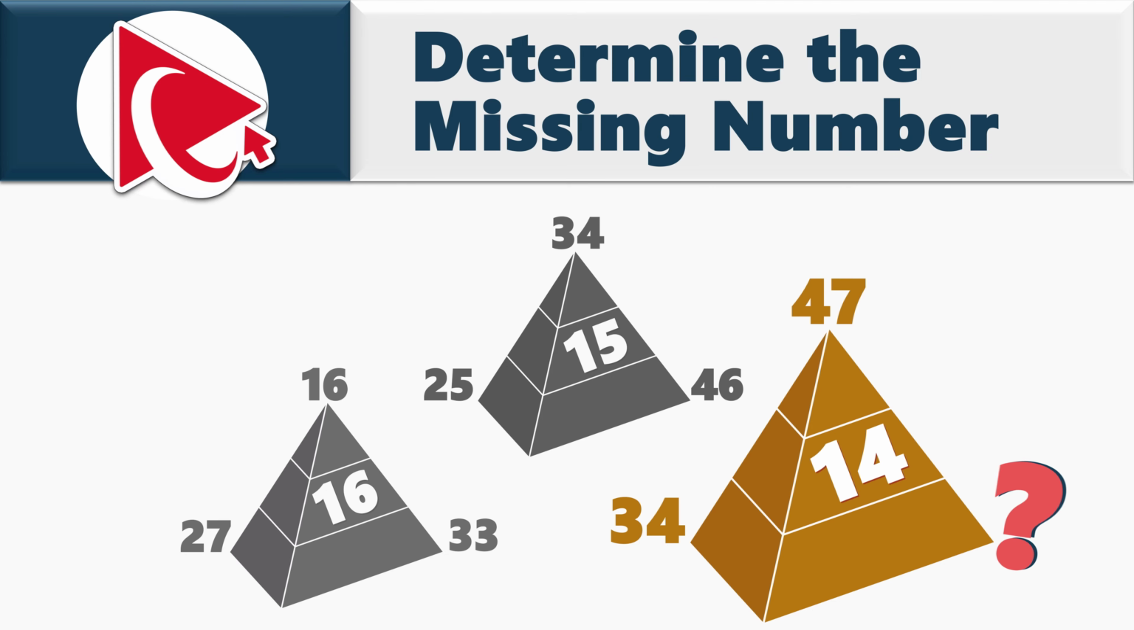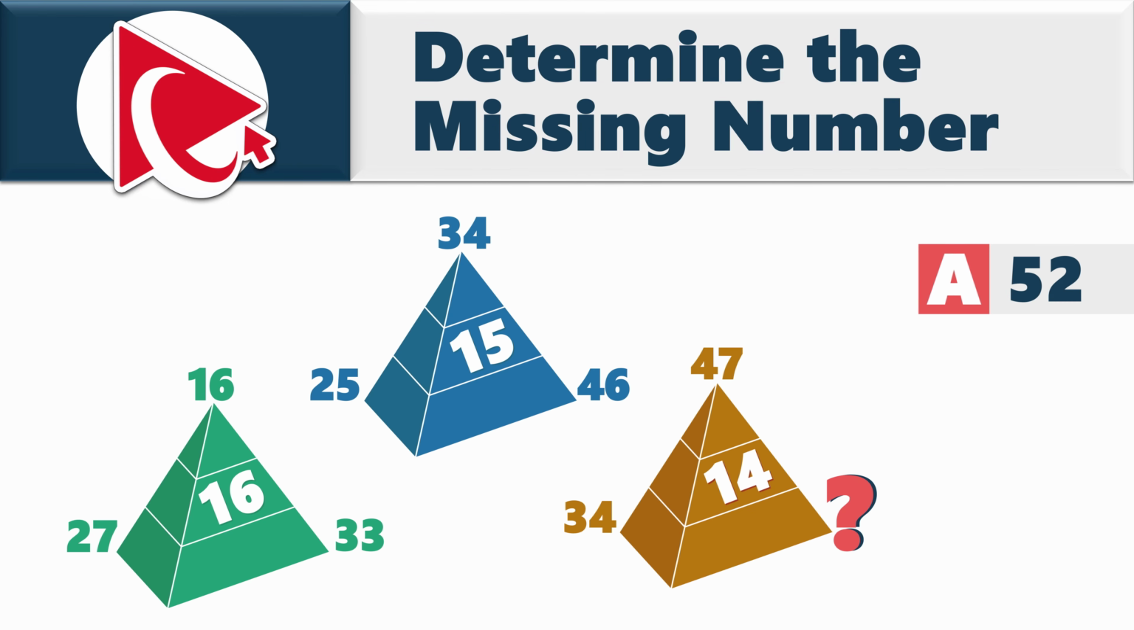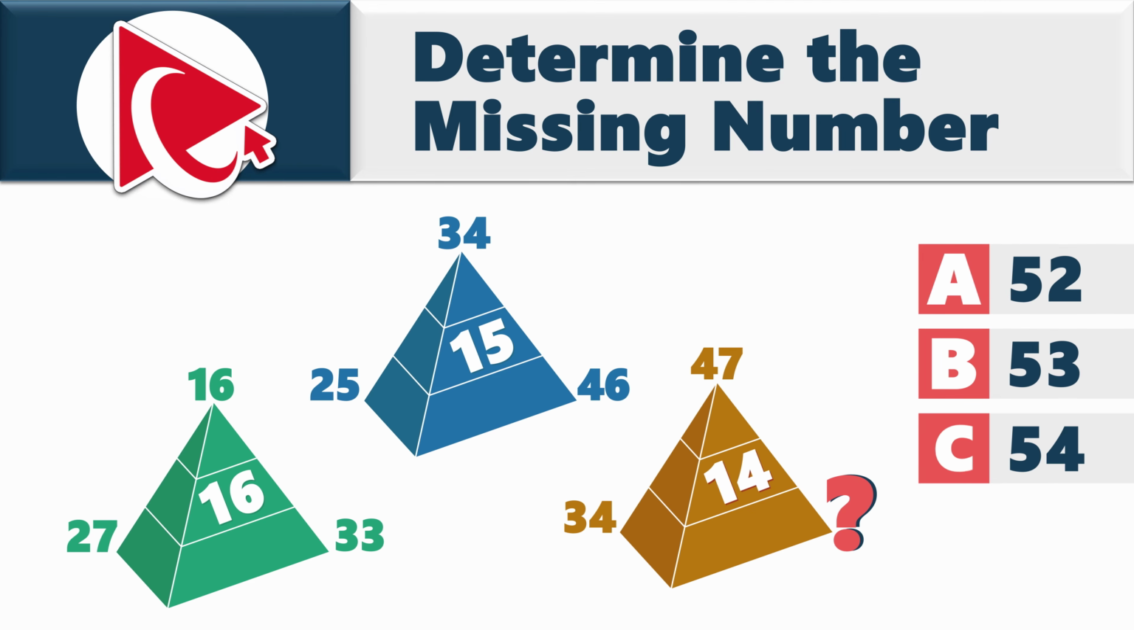then comes the missing number, which you need to determine and select out of 4 possible choices. Choice A, 52, choice B, 53, choice C, 54, and last but not least, choice D, 55. Take a close look to see if you can come up with the answer.